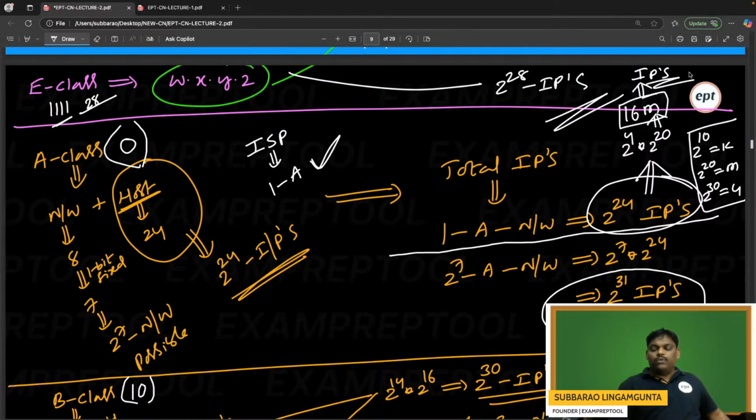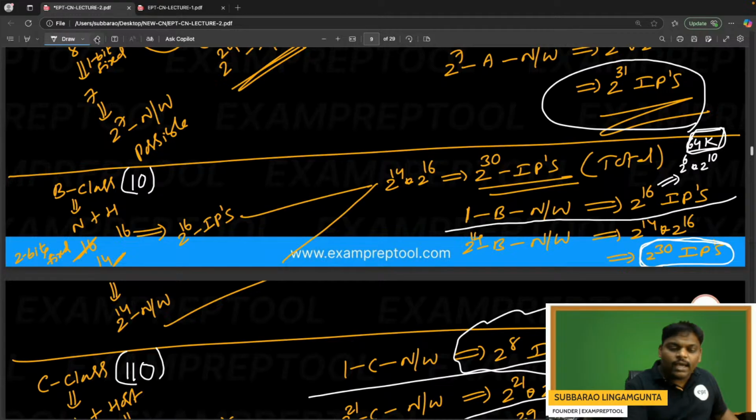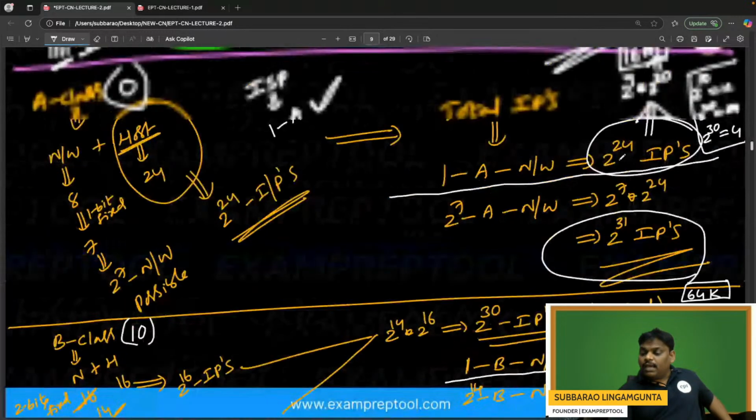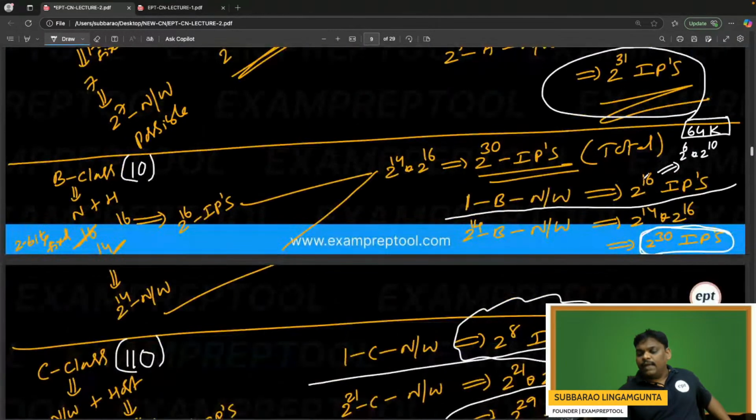Now if you go to class B, one class B network has 2 power 16 IPs, which is nothing but 2 power 6 into 2 power 10. 2 power 6 is 64, 10 means K, so 64K IPs. One class B network, if you see, 64K IPs. If you go for class A, what is the answer? 16 million IPs. Right? Fine. Okay.